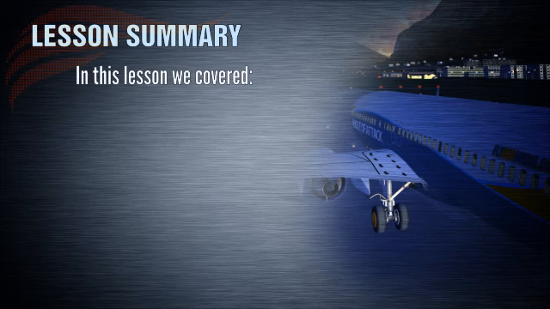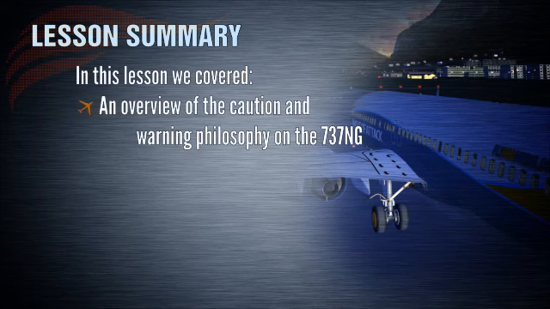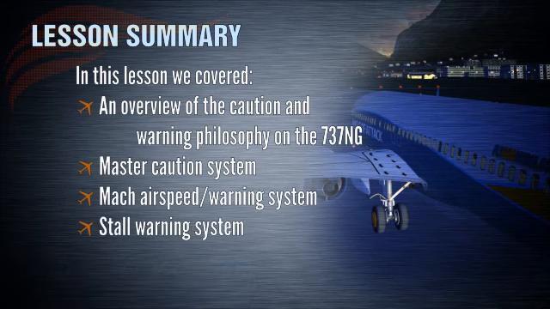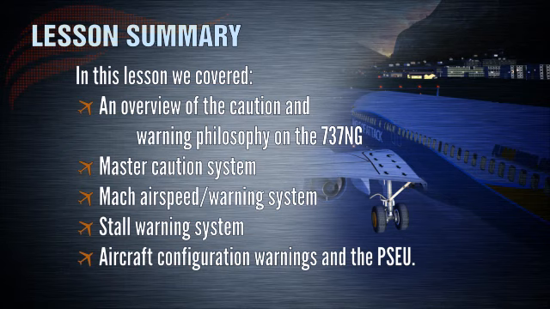In this lesson we covered an overview of the caution and warning philosophy on the 737 Next Generation, the master caution system, the Mach airspeed warning system, the stall warning system, and we finished with coverage of the various aircraft configuration warnings and the PSEU.